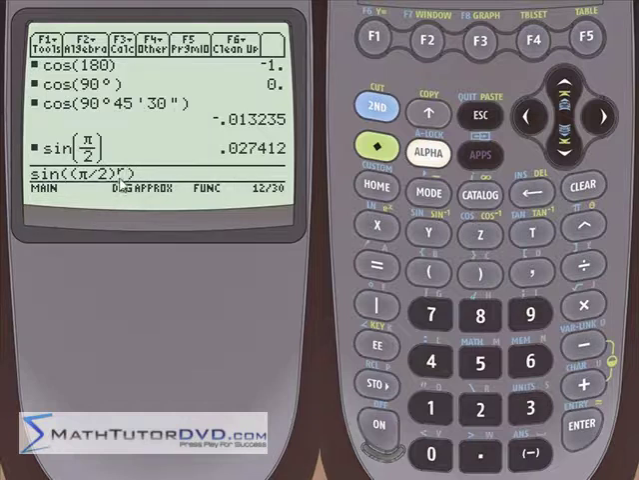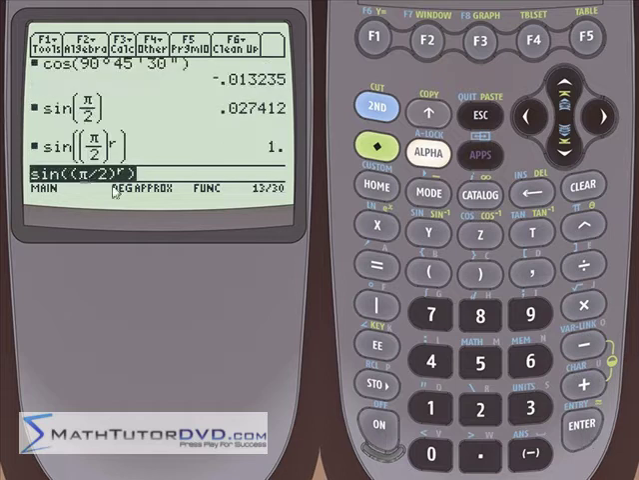What this is doing is overriding and telling the calculator that this is not pi over 2 degrees, this is pi over 2 radians. That's what the R means. So when I hit enter here, it's going to say pi over 2 radians is equal to 1. These two things are really important for you to know because it really beats changing back and forth modes of the calculator. I mean, you can accomplish the same thing by switching back and forth all the time, degrees to radians, depending on what you have.